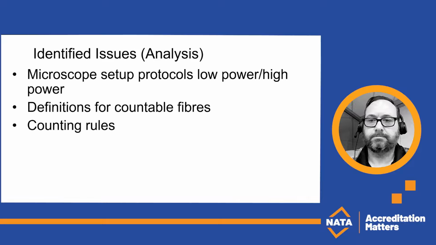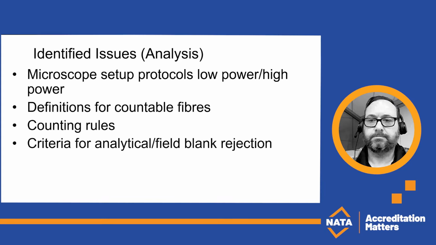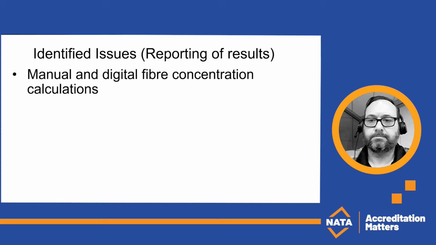What are the counting rules? What are the stopping rules? 100 fibers or 100 fields, minimum of 20 fields. And the criteria for analytical or field blank acceptance rejection criteria. And the cover slip thickness, all critical issues that affect the analysis of our slides, but something that we need to be paying diligence to in a laboratory setting.